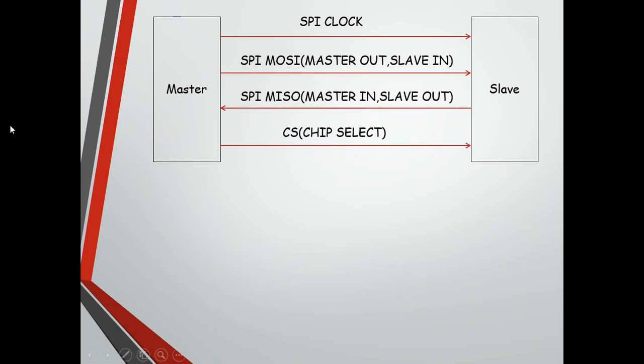In my previous video, I have explained the pins of the SPI protocol. I will brief you about that part again. This is the SPI clock. It is important to note that SPI is a master-slave communication. That means master can only initiate the communication. This is the SPI clock, and master can only drive the SPI clock, and all the data transition on the SPI MOSI and SPI MISO pin takes place with reference to this SPI clock.